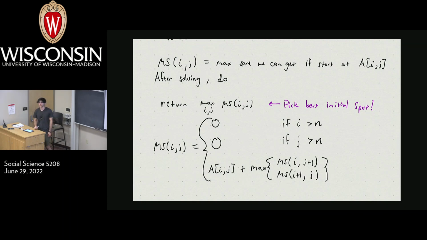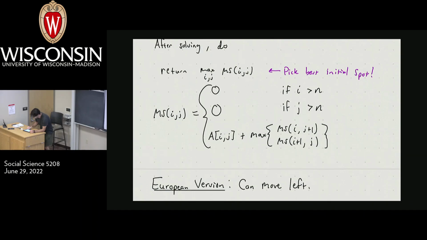Any questions on the recurrence? We can go down or we can go right. We tried them all. And then we tried all possible starting positions. So of course it's correct. So now let's analyze it.